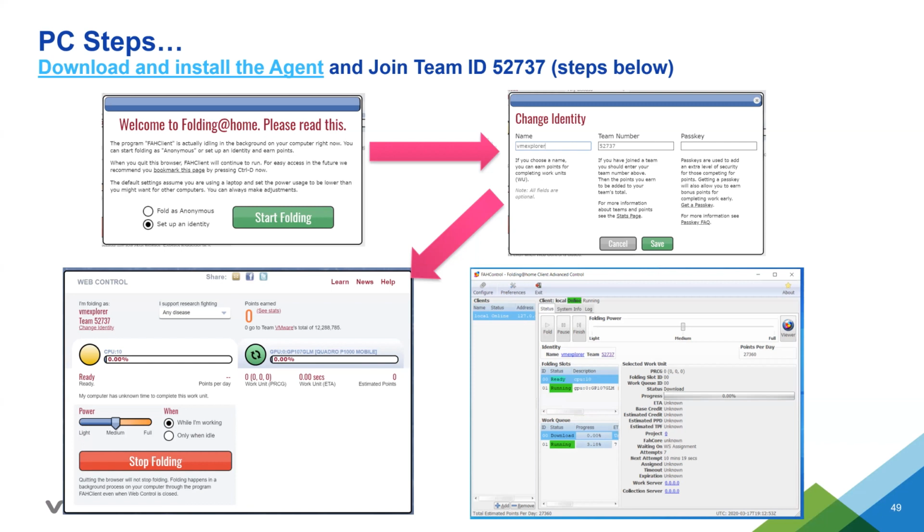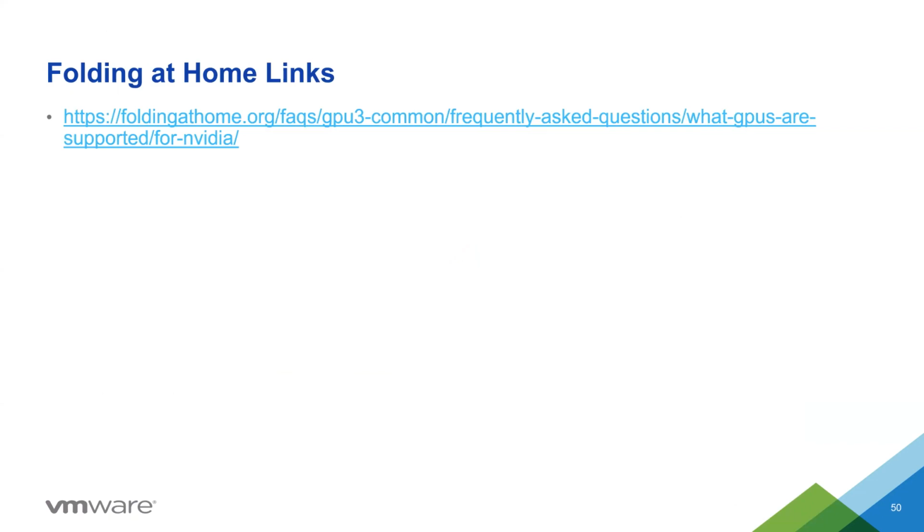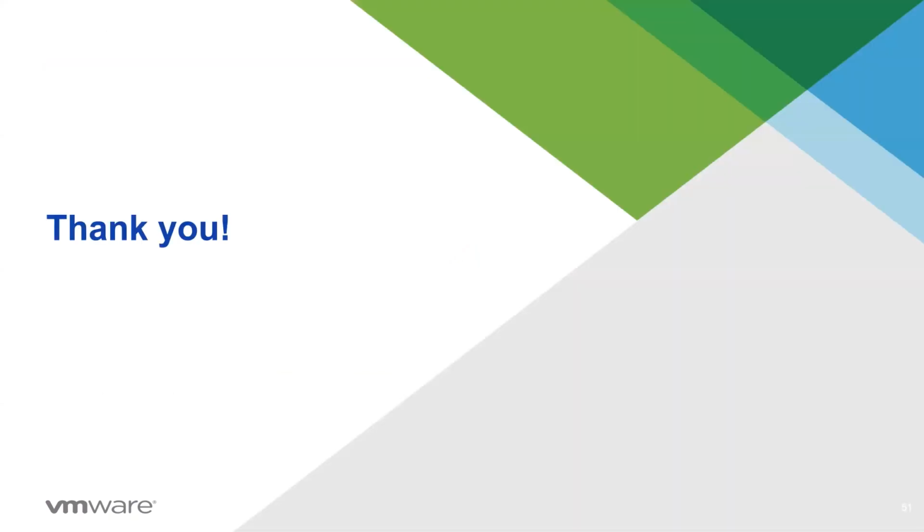From there, you can add in additional machines you've installed it on, whether they're VMs or different workstations and whatnot, and you can get a good view of what you're doing. More information for Folding at Home can be found here. We'll supply that to you. And with that, that is what we had for you guys today.